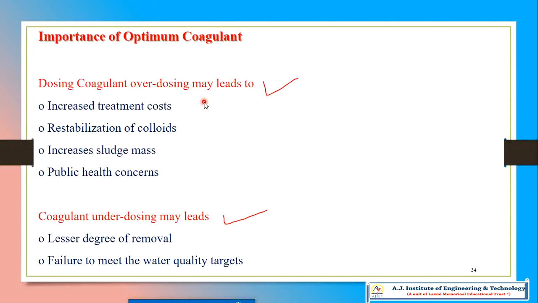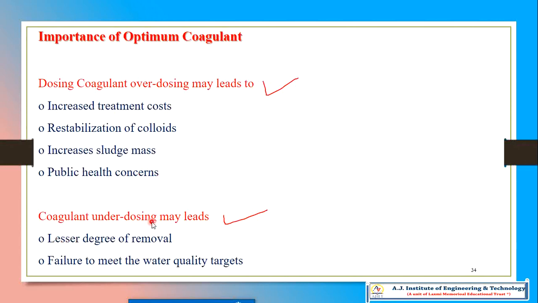Increasing of the sludge mass. Again, if we are going to add more dosage, then it will increase the sludge mass. Again, public health concerns. Anything in excess is not good for health, so it will lead to a problem. That is the main reason we should not add extra dosage. It should be optimum dosage. So overdose increases the treatment cost, restabilization of the colloids, and the sludge mass, as well as public health concerns.